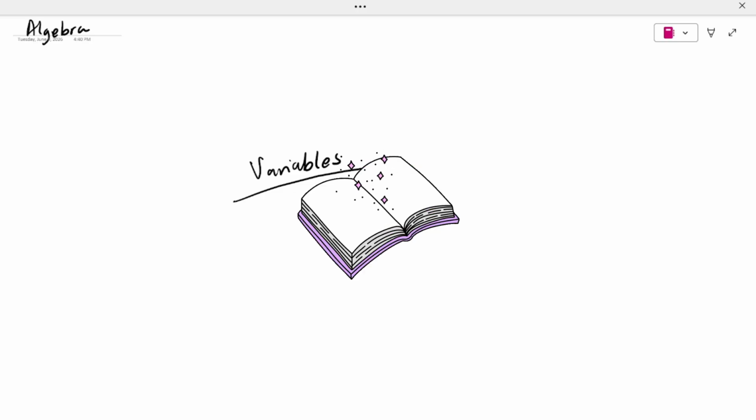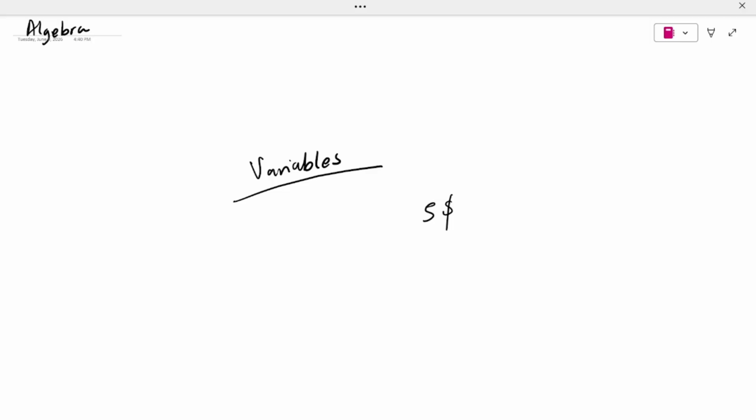So this class is algebra class, and we're gonna talk about variables. So what is a variable? Variables are used to simplify numerical expressions and evaluate algebraic expressions. So imagine you're going to the shop to borrow a book, but the book has the amount of $5.